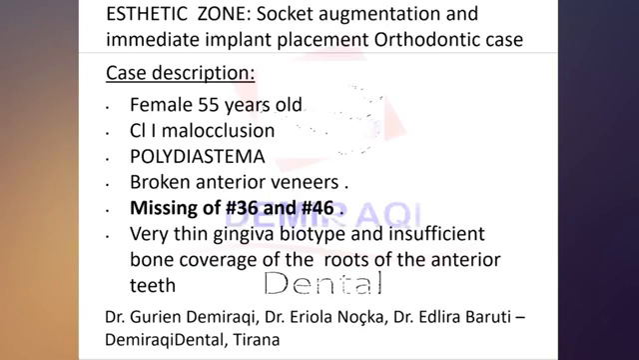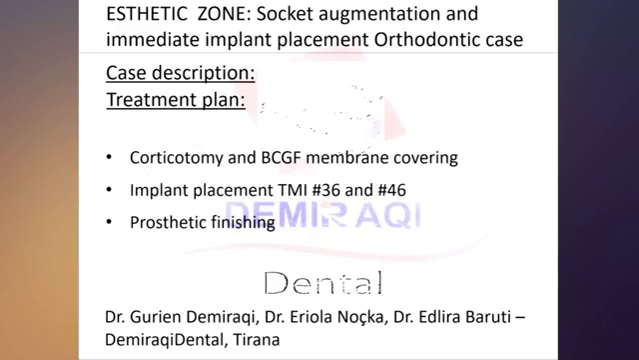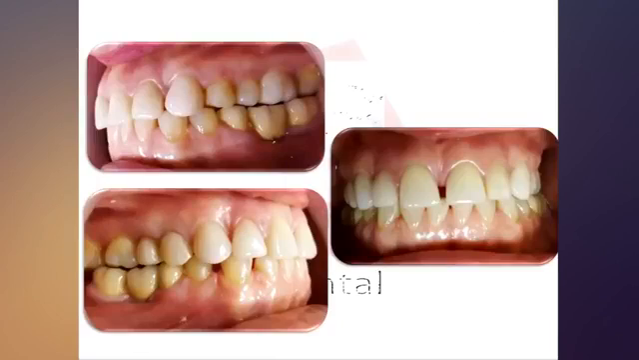A case of a female, a little older in age, 55 years old, class 1 malocclusion and polydiastema with broken anterior veneers. And we also have 36 and 46 missing, which were substituted with bridges. As treatment plan, we decided to go with corticotomy to close the gaps, and then BCGF membrane coverage over it, and we placed TMI implants at both 36 and 46, with prosthetic finishing in a second stage.